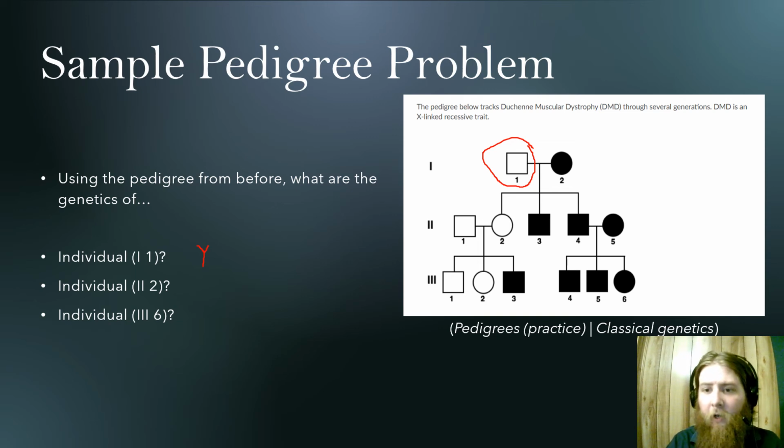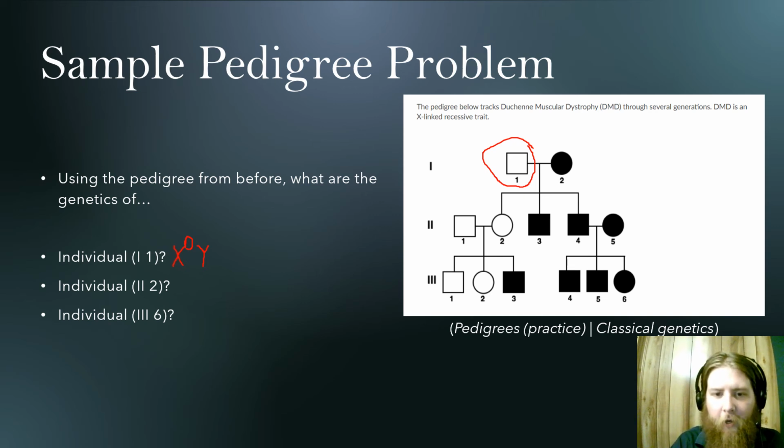And for X-linked, you're always going to put the X, and then you're going to sub-notate above it in a subscript whether he has it or doesn't have it. So for Duchenne muscular dystrophy, we're going to use big D as normal and little d as affected. So he is a normal big D, so he does not have the disease.